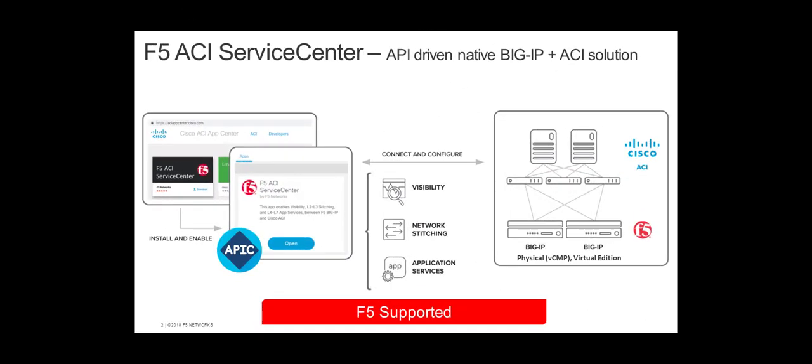An overview of the F5 ACI Service Center is that it is installed in the Cisco APIC controller and provides different features such as visibility, network stitching, and application services to the Big IPs that are part of your Cisco ACI fabric. The Big IPs could be virtual editions or they could be physical Big IPs, and they could be deployed in any topology that works in your environment. The entire solution is F5 supported.